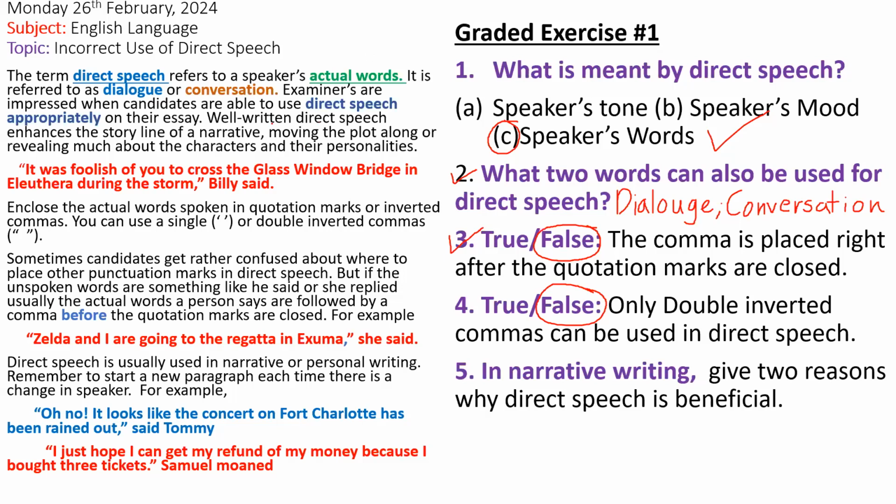So it's there to move the plot along. That's one. And it's there to reveal much about the characters and their personalities. Or you can say it enhances the storyline. Any 2 of those 3 is the correct answer. Anyone else got number 5 right?